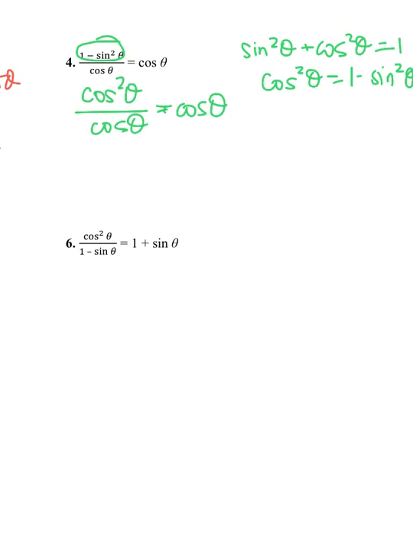All right, and then I can simplify by dividing top and bottom by cosine, leaving me with cosine of theta is equal to cosine of theta. Okay, and that is number 4.